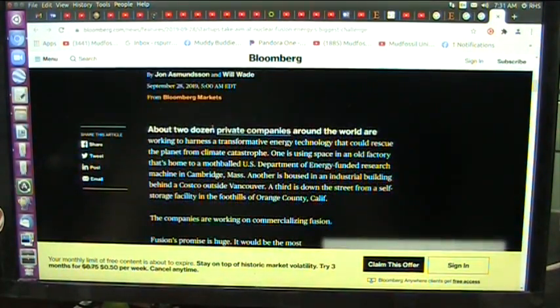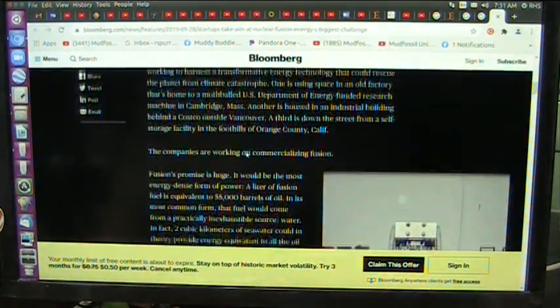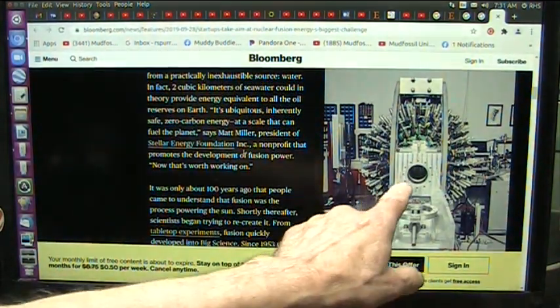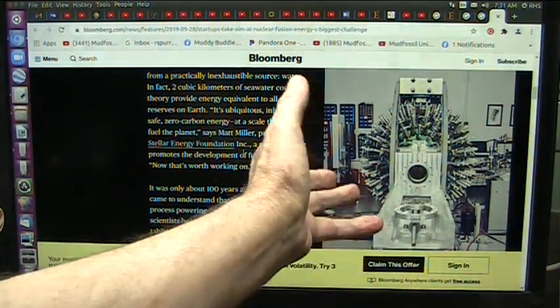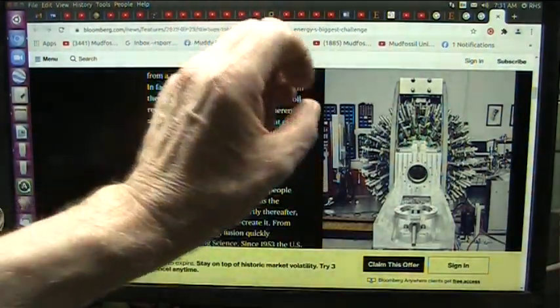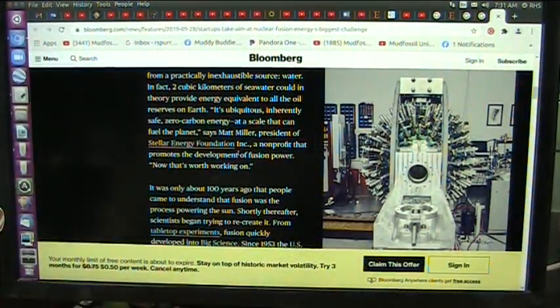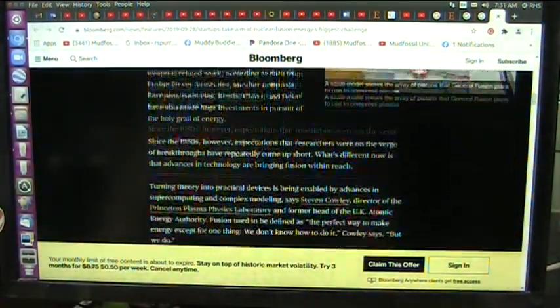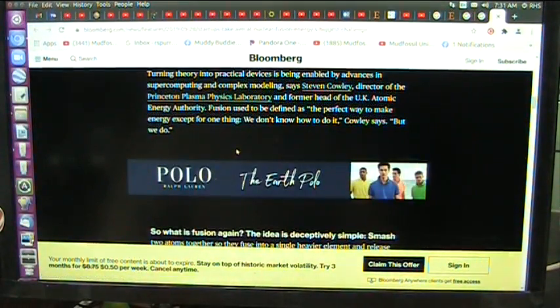They're talking about 12 private companies around the world working to harness transformative energy technology that could rescue the planet from climate catastrophe. Well, they're going about it in the wrong way. You see what they're doing? They're spending billions of dollars to create all this high energy, and all they're doing is putting energy in and getting back a portion of it. And that's as best they can do. Fusion is not working. But it is the perfect way to make energy, except for one thing: we don't know how to do it.